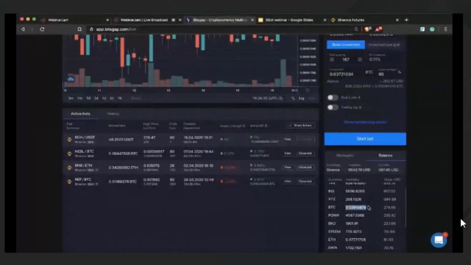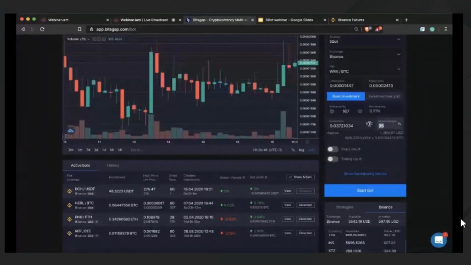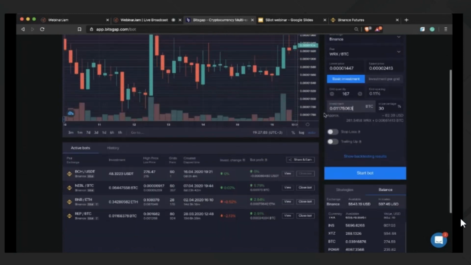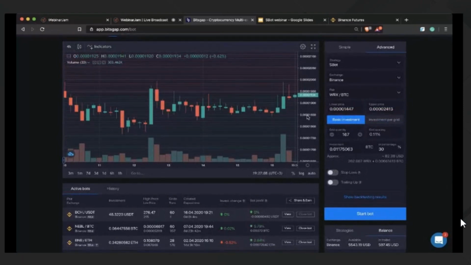So I have some BTC on my account, which is approximately around $274. And here I can adjust my investment value. I can put 70%, so that's going to be this total amount. Oh, sorry, dollars. I can put 30% of my total BTC balance, so that's going to be $82. So you can put and adjust it any way you want, just make sure that you have enough. That's basically the main idea of how you can adjust the investment value.